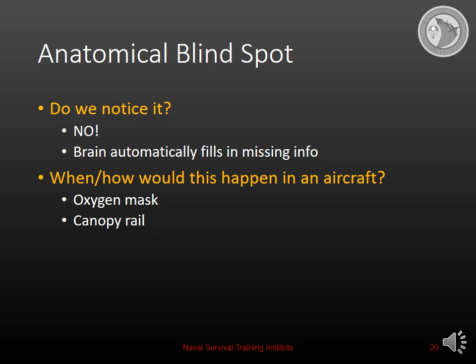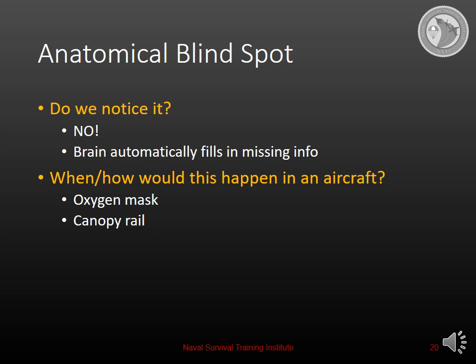So that was your anatomical blind spot. Now, do you notice that when you simply close an eye? No. You don't see this big black hole because your brain is just going to fill in that missing information and ignore it. All right, it's like crappy Photoshop, Microsoft Paint with the blur tool. But you aren't actually seeing anything in that spot, and this can present a problem, particularly in the aircraft. There are plenty of objects in that cockpit that can block vision for one of your eyes.